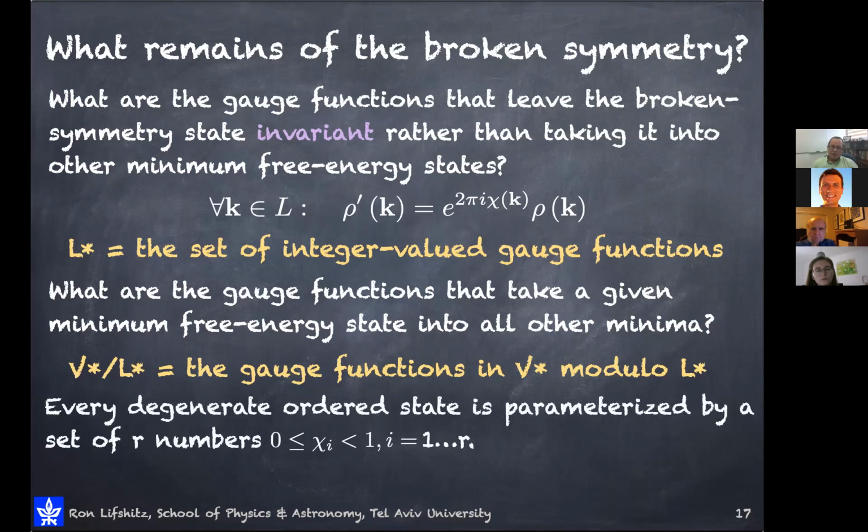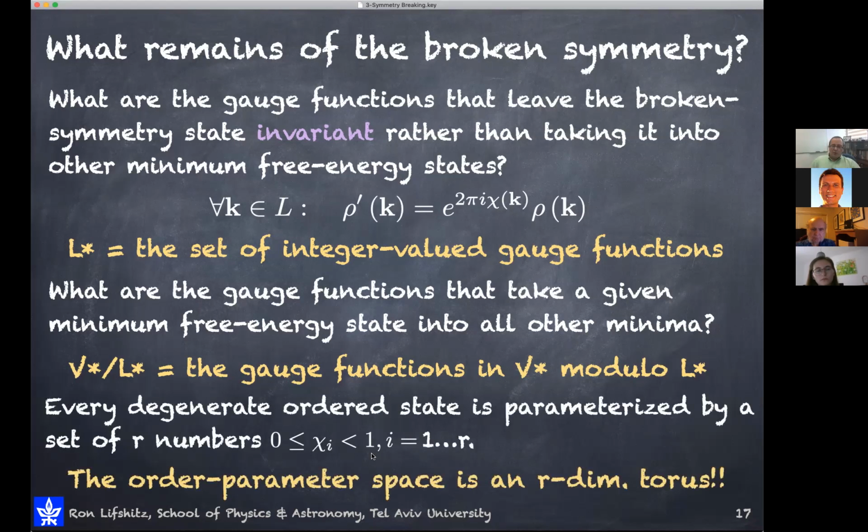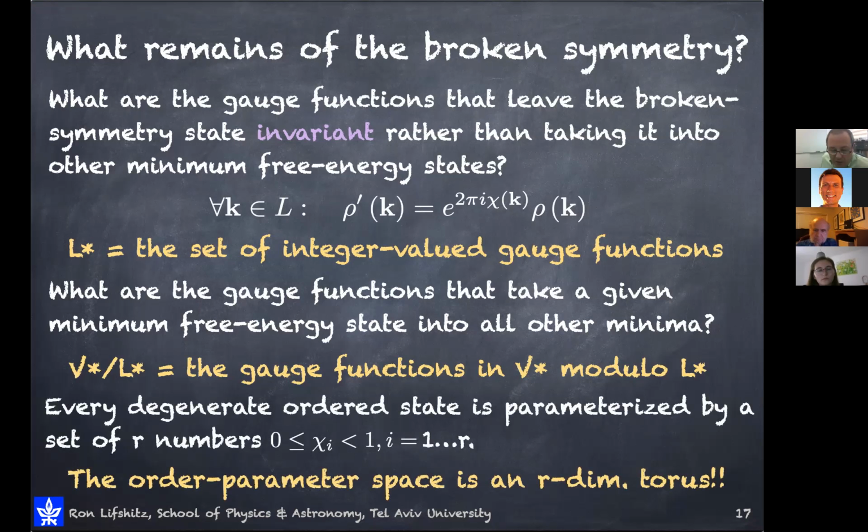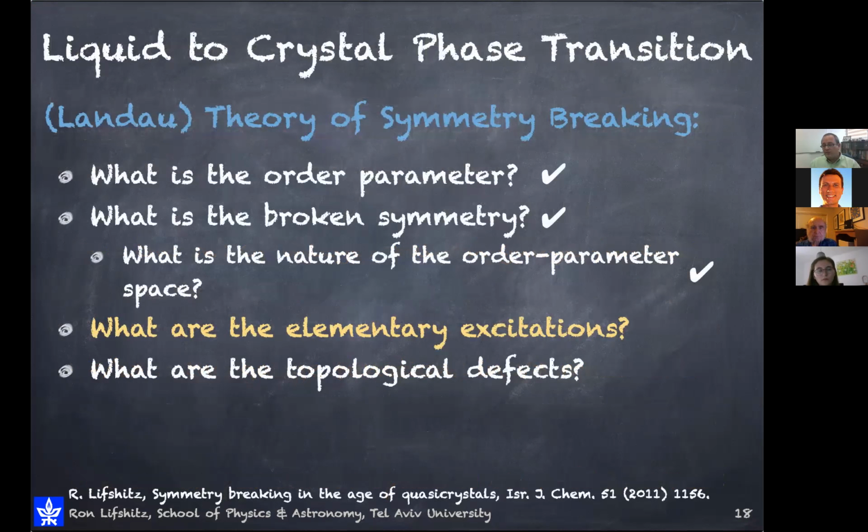So every degenerate ordered state is parameterized or labeled by a set of R numbers between 0 and 1. So in fact, this order parameter space, which mathematicians often call the Hall, or Uwe will correct me if I'm wrong, is an R-dimensional torus. Okay, so an R-dimensional torus is this space of all the equivalent minimum states of the free energy. And I want to finish the talk with two examples of what we can do now that we have this understanding of the structure of the order parameter space.